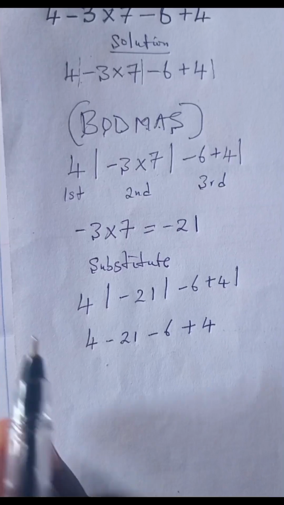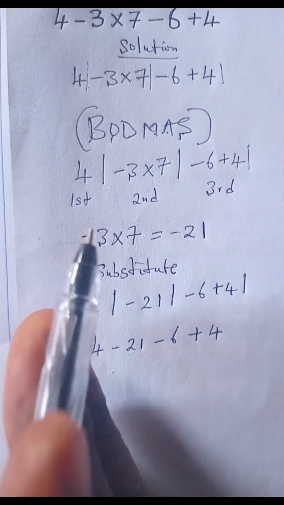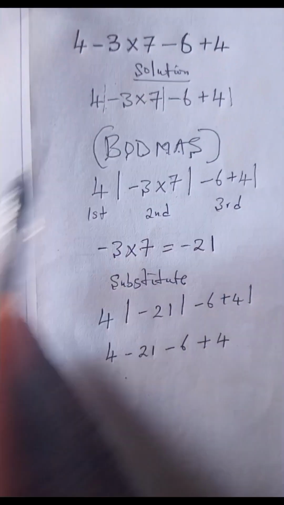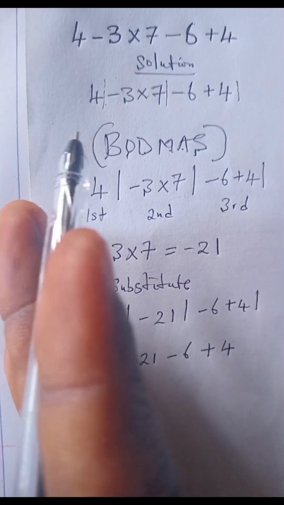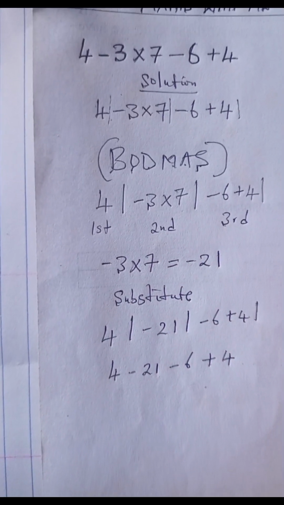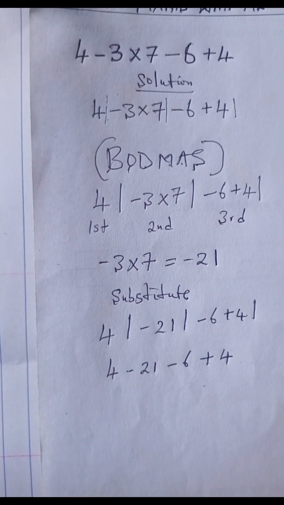So we have to simplify it from the left side to the right side. This is our right, this is our left, so we have to do it from the left to the right, and we are going to do it one after the other. Is that clear? All right, now let's continue.